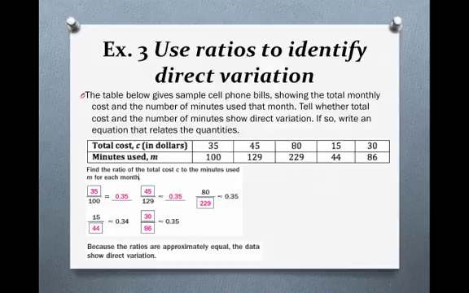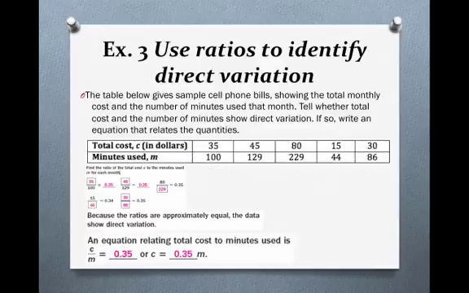So this does appear to be a direct variation because the ratios are approximately equal. So we can model this. We know that C over M is equal to 0.35. We multiply both sides by M. We get C equals 0.35 times M.